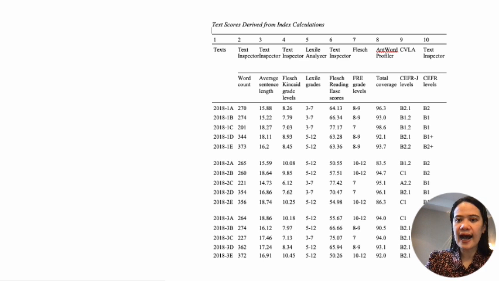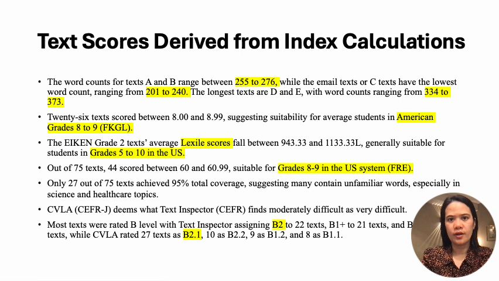We can see that the highest CEFR-J levels assigned by CVLA is at C1, but the highest level for Text Inspector is B2 plus only. Well, despite their differences, however, both tools assigned B2 and B2.1 to the majority of the texts.